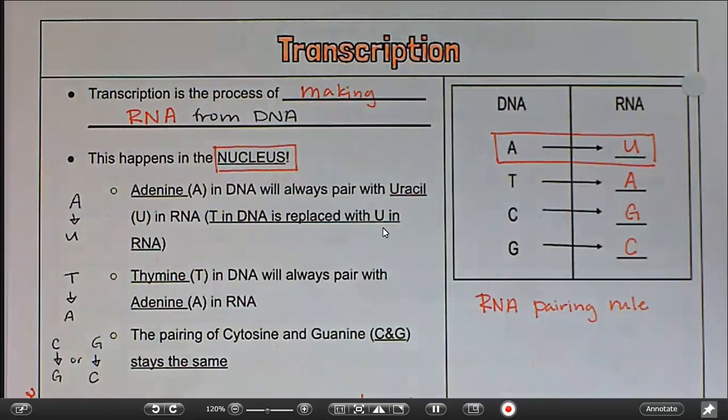But when we make the copy, remember that A is going to go to U. So when we see an A in DNA, we write a U for RNA. Now there's going to be T's in our DNA, and T still gives us an A because A is universal between the two. It's when we see an A, we write a U.